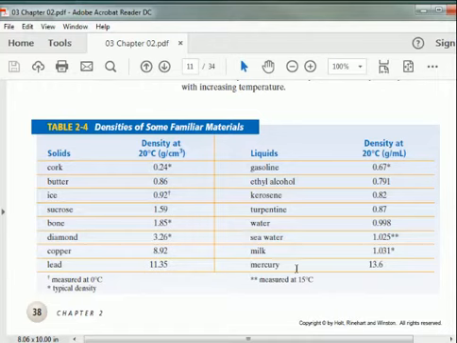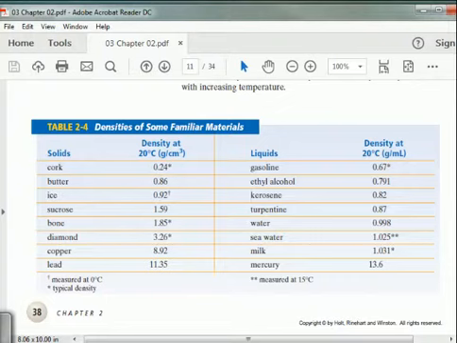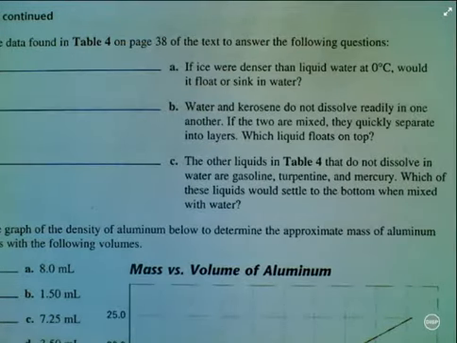The only exception, seawater is typically measured at 15 degrees Celsius. That's not something you're going to be tested on, just throwing that out there. So this is the table that we're using. So in order to answer these questions, we're going to refer to this table. So A, if ice were denser than liquid at 0 degrees Celsius, which is not, liquid water is more dense than ice, right, solid water, would it float or sink in water?